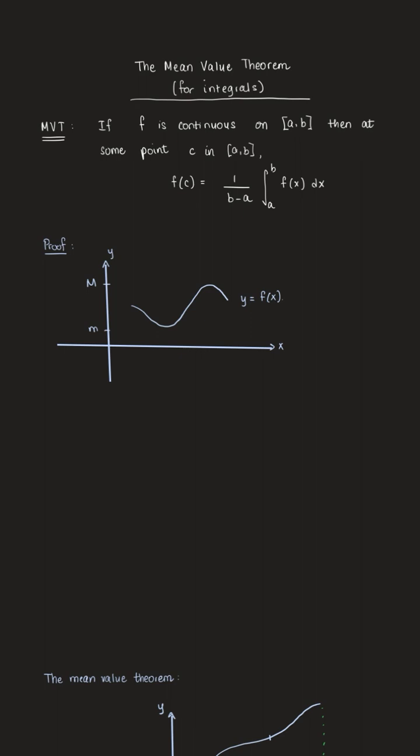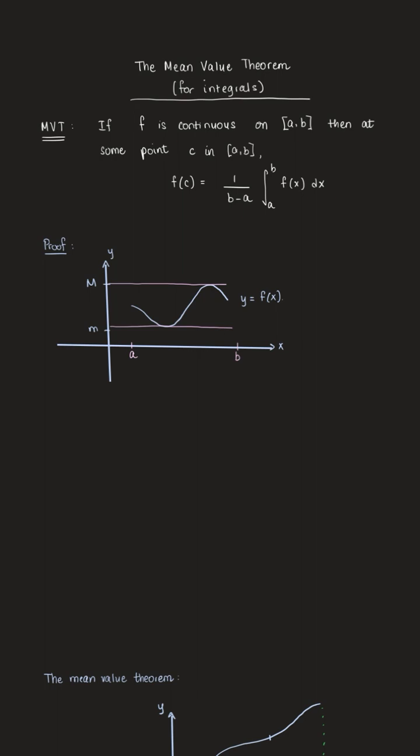So to set up our proof, I've drawn a continuous function f of x, and continuous functions, by the extreme value theorem, will attain a max and min value in the interval that we're looking at. So let's suppose that we're looking at this from a to b, and the minimum value of the function is at lowercase m, and the maximum value occurs at capital M.